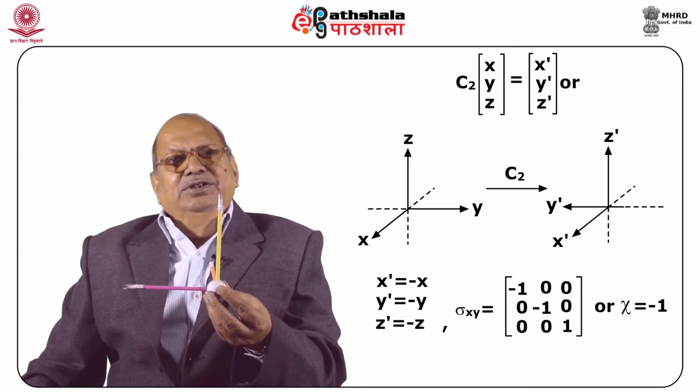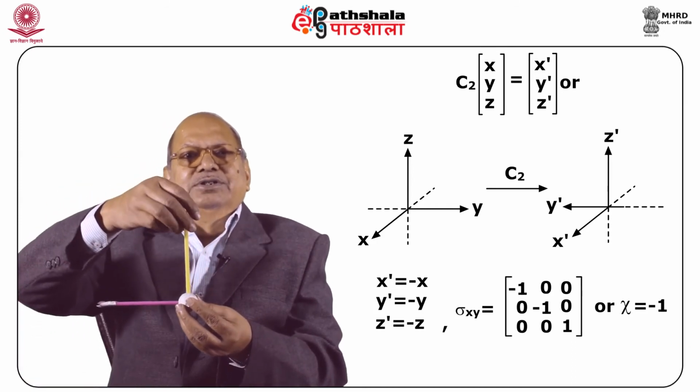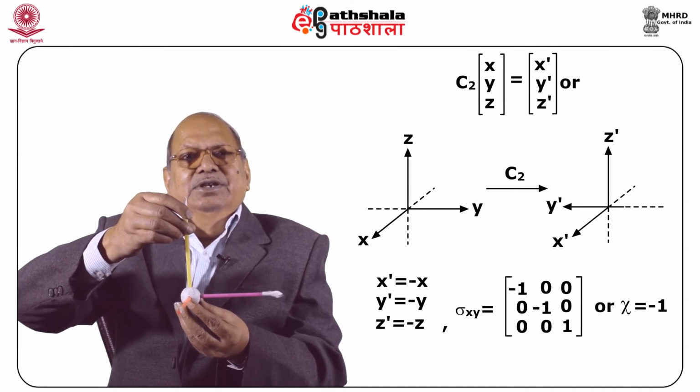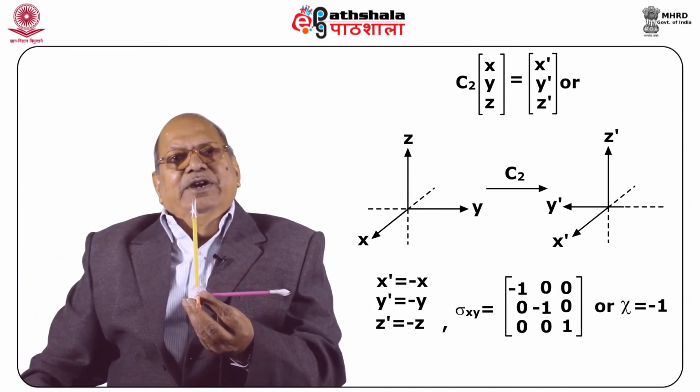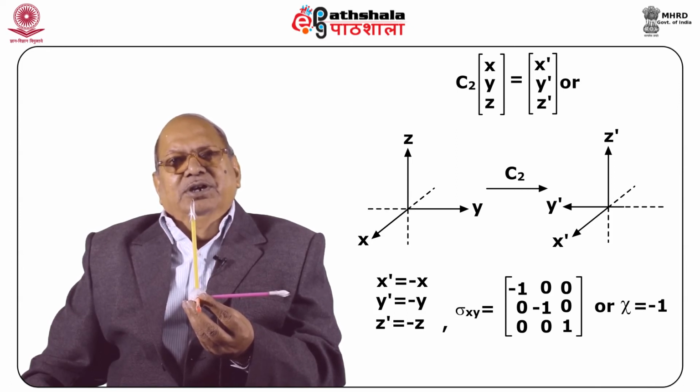Now, let us take the C2 operation. I will carry out the C2 operation along this axis, like this. If I carry out the C2 operation like this, two vectors are shifted here, and one is not shifted, as shown in the diagram.